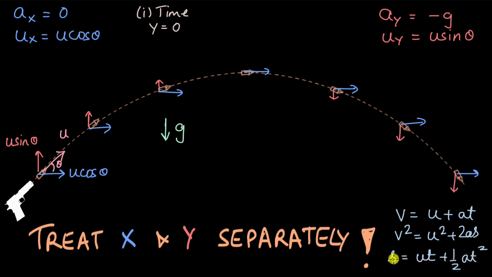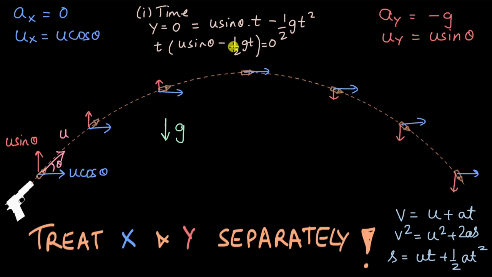So when we do, s is just 0, vertical displacement is 0. So 0 is equal to ut, this is u sine theta into t minus half gt square. That is because ay is minus g. When we work this out, we can take t common in this expression, and that gives us u sine theta minus half gt, and that is equal to 0. So two solutions will come out from this equation.